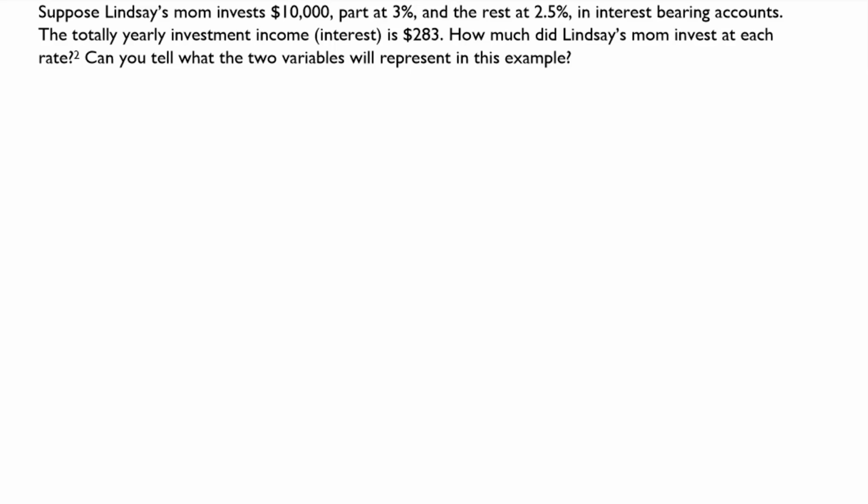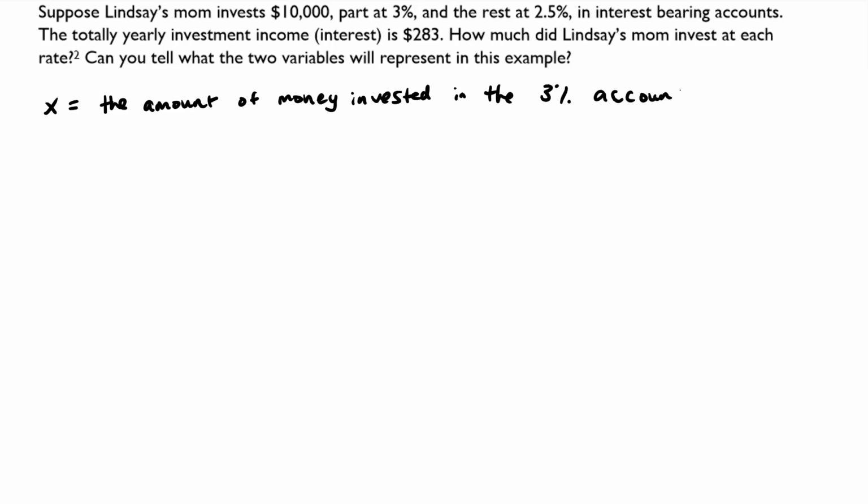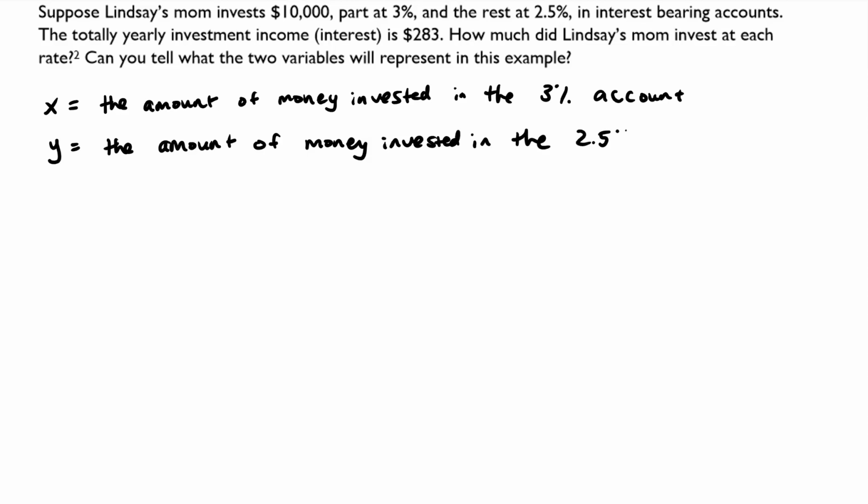So in this one, I think it's a little bit harder to define our variables, but again, we want to remember to be very specific and very precise. So I'm going to just use the plain old x and y. So I'm going to say x is equal to the amount of money invested in the 3% account, and then y is going to equal the amount of money invested in the 2.5% account.